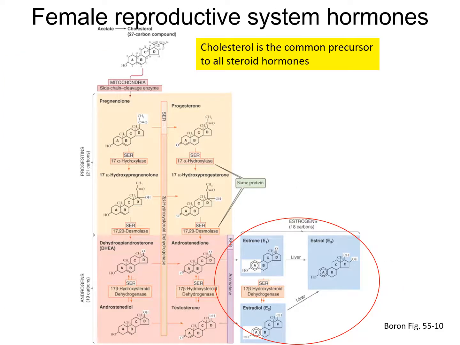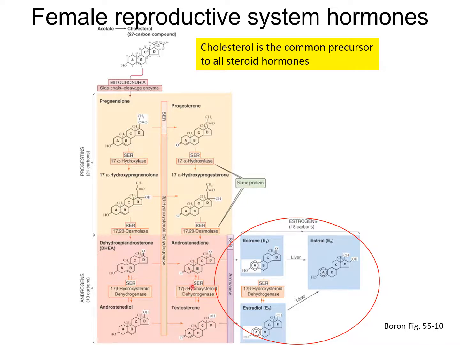All right, big things from this slide. I'm not going to go through the whole synthesis pathway for estrogen, all of this over here. You'll get that. You'll have to know that for phys. You don't really need to know it now. But cholesterol is the common precursor for all steroid hormones. Very, very important fact.